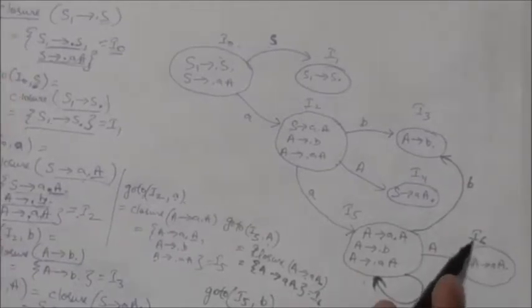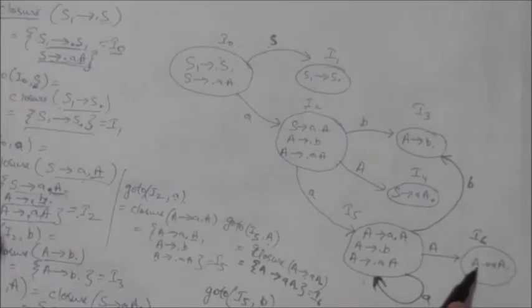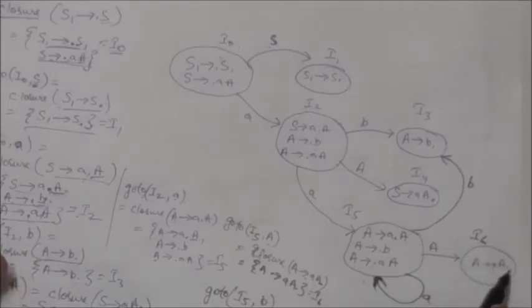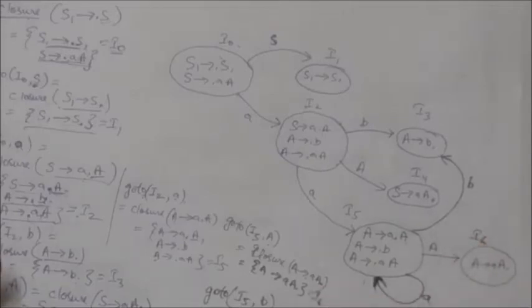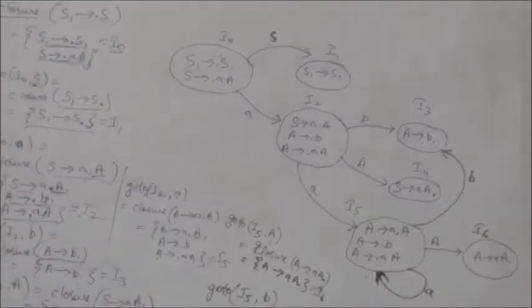Now you can see that state I6, we cannot find any more transitions of state I6. Because here you can see the items in state I6, the dot is not preceding any terminal or non-terminal symbol, so we cannot find any transitions for this state I6. So now our DFA has been completed.